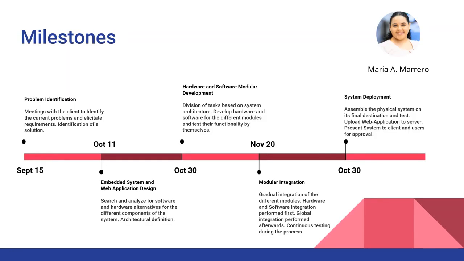Milestones defined for this project included problem identification, which consisted of meeting with the client to understand his needs and gather requirements. System design, where we analyzed the alternatives available and selected the ones suitable for the project. Modular development, which consisted in the separate construction and testing of the different modules of the system. Modular integration, which was carried out first with hardware and software components alone, and then globally. Finally, system deployment, which consisted of assembling and uploading the project into its final destination for client approval.